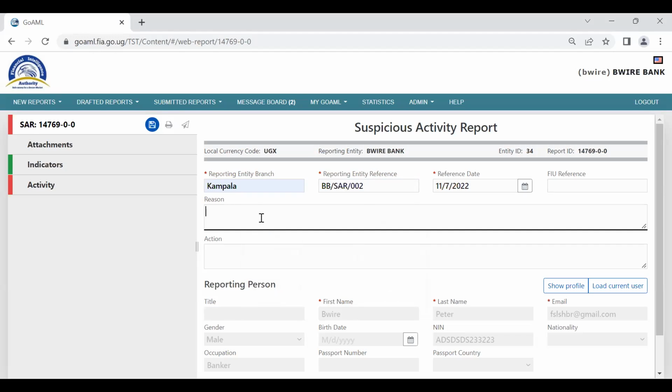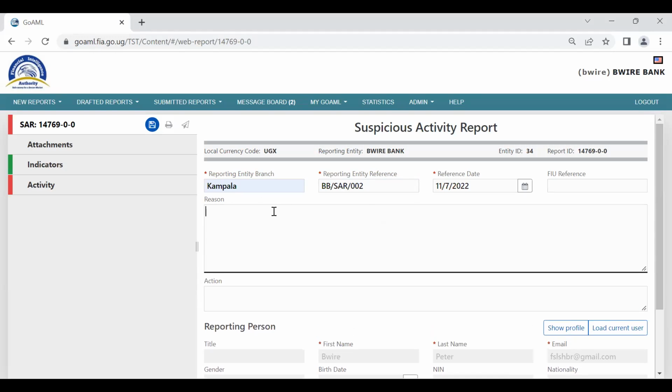So the structure is the same. I'll go a little bit faster for this one. And I think the example we got was a scam where someone was coming to send money, but you identified it as a scam. Probably they were being fleeced of money or something similar to that, like these Ponzi schemes. So you report it as a suspicious activity.